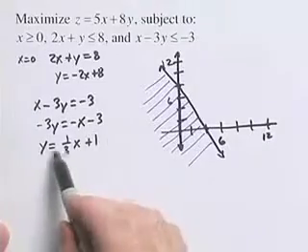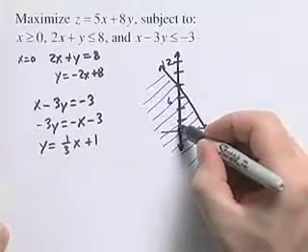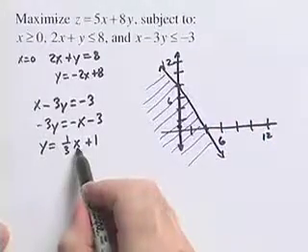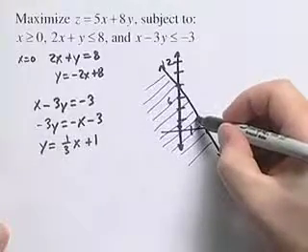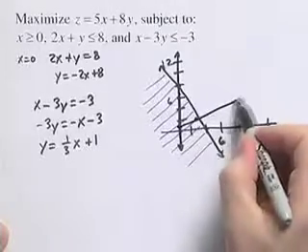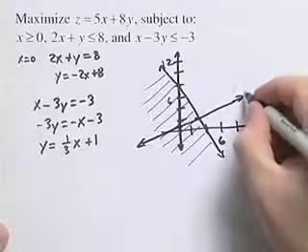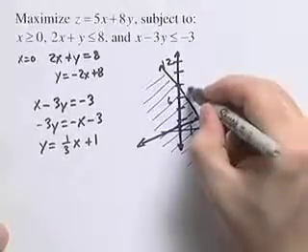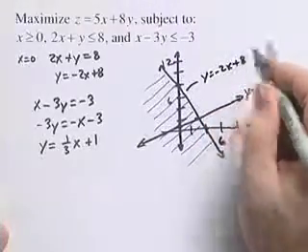We need a couple of points again. If we let x equal 0, y is equal to 1. That'll put us right there. And if we let x equal 3, then y will equal 2. So go 3, 2. I'm going to go ahead and graph that. So here we have y is equal to 1/3 x plus 1. And this line is y equals negative 2x plus 8.